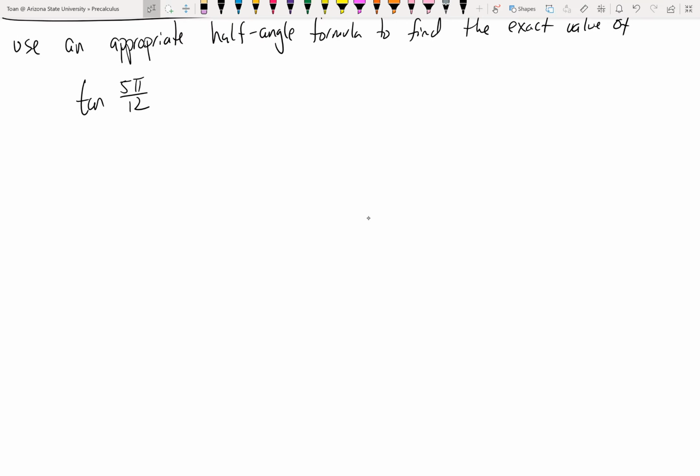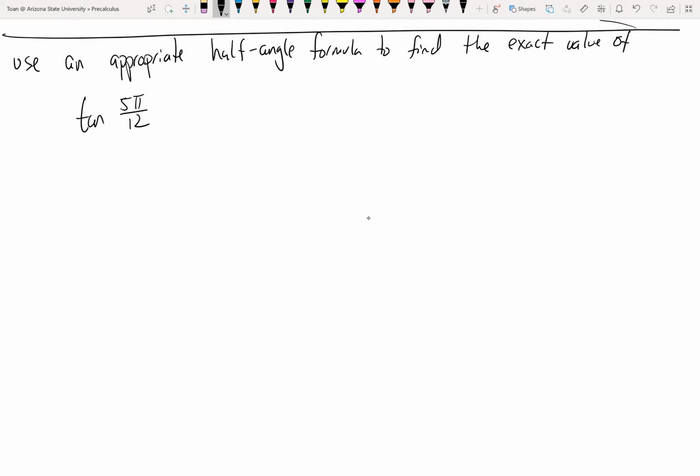So this problem wants us to find the exact value of tangent of 5 pi 12ths. And this seems like a hard problem because 5 pi 12ths is not a special unit circle angle. And typically, when I want exact values, it will involve the special unit circle angles. Well, this problem made it easy for you because they explicitly told you, use the half angle formula.